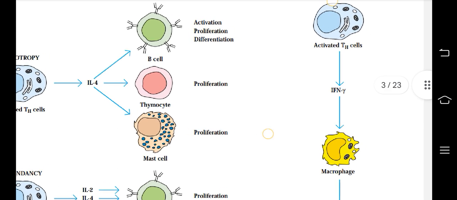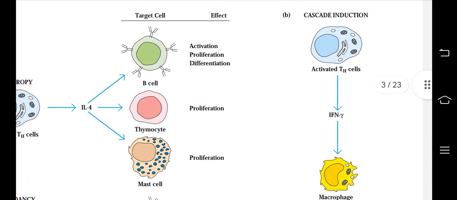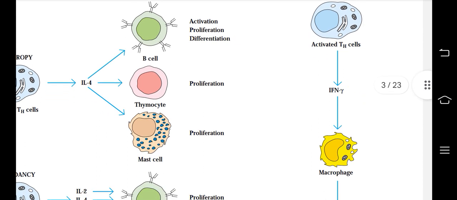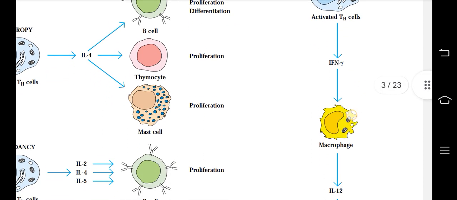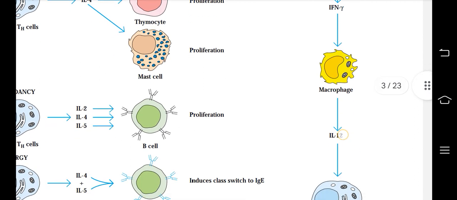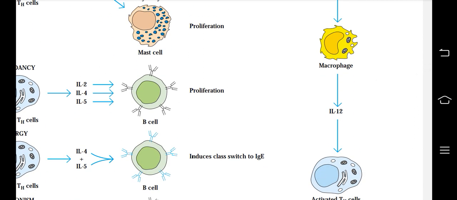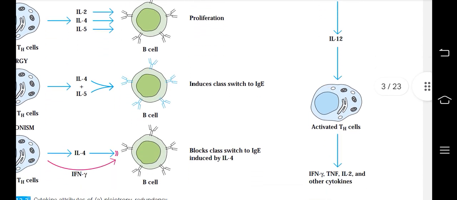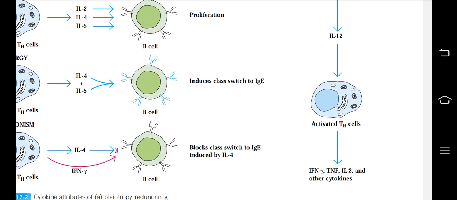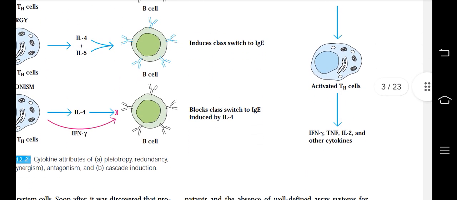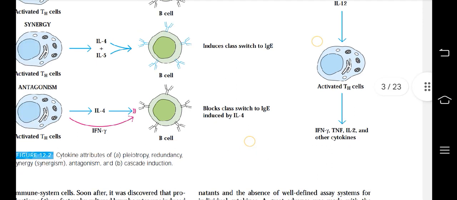Once again, I'm going to shortly describe this. Activated Th cell is there, which produces IFN gamma, which will eventually activate macrophage, which leads to the secretion of IL-12 cytokine. Then another activated Th cell will produce IFN gamma, TNF, IL-2, and other cytokines. Okay.